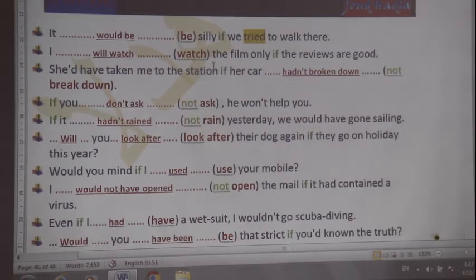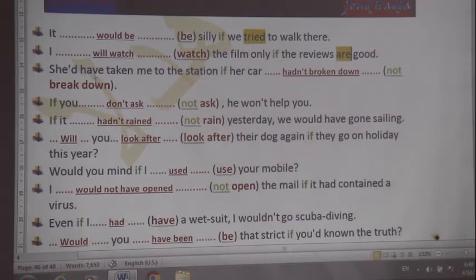Another one. Now also here, if is in the second part of the sentence, so here the verb is in present simple, as you can see here. So if the reviews are good, we need the present simple. It is in the present simple, so we need will plus the base form. Again, when we have present simple in the if part, we need will plus the base form. So I will watch the film only if the reviews are good.